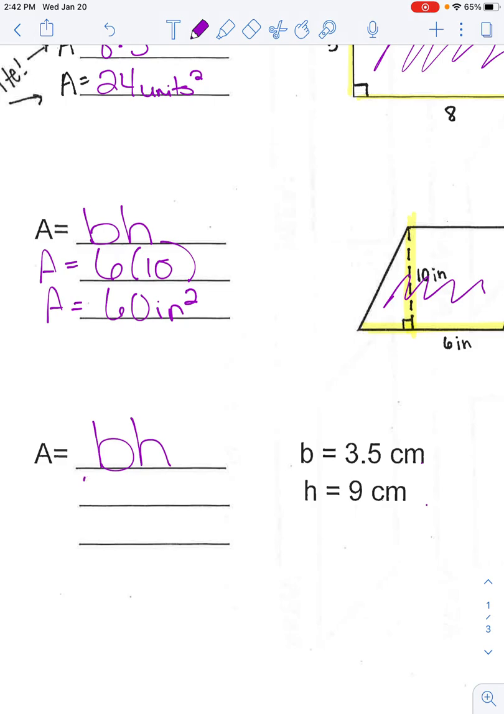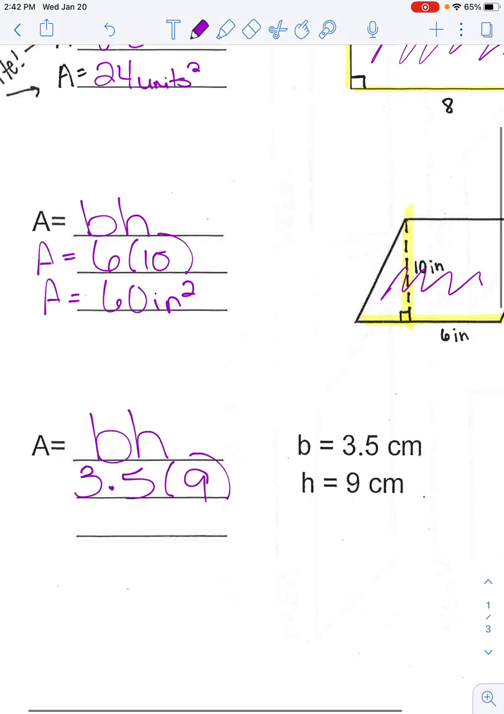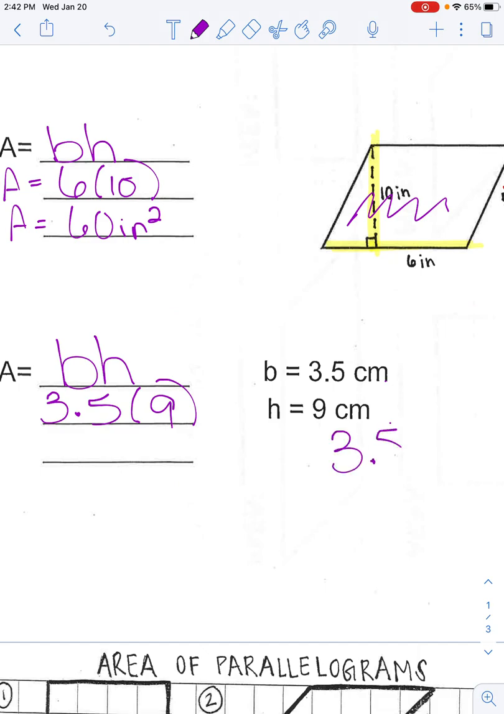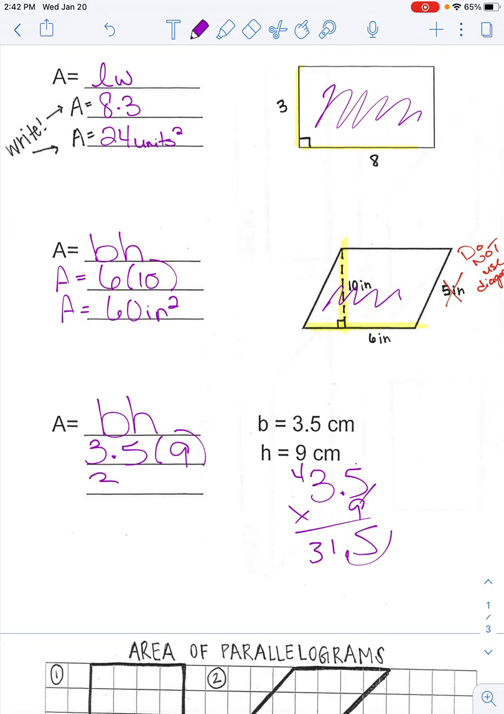It tells us the base is 3.5 centimeters. The height is 9 centimeters. So we just need to do 3.5 times 9 to get 31.5 centimeters squared.